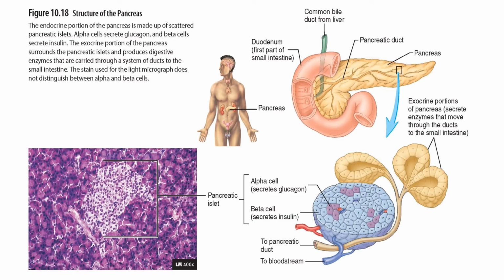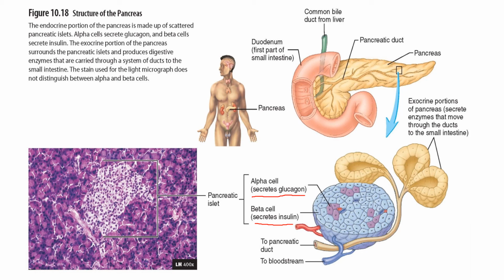So this is the structure of your pancreas. So the endocrine portion of the pancreas is made up of scattered pancreatic islets. We have your alpha cells that secrete your glucagon, and then you also have your beta cells that secrete your insulin. So the exocrine portion of the pancreas surrounds the pancreatic islets and produces digestive enzymes that are carried through a system of ducts to the small intestine.